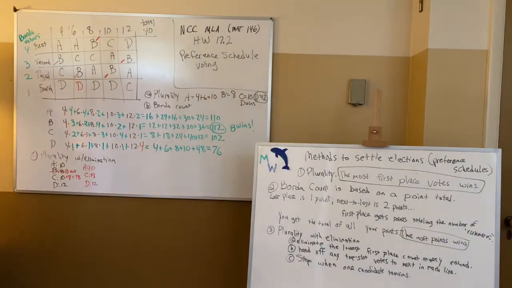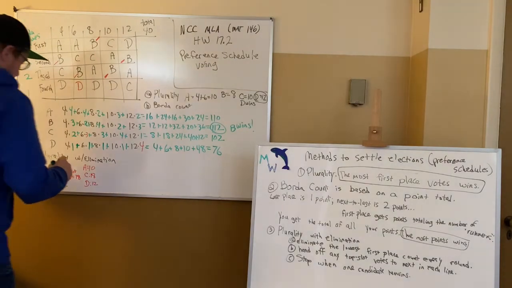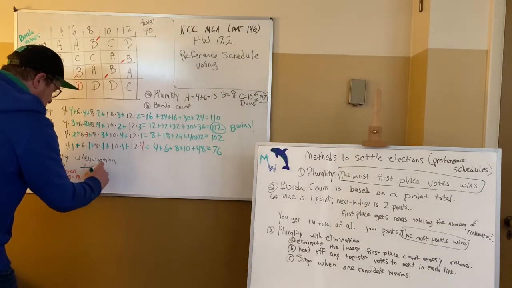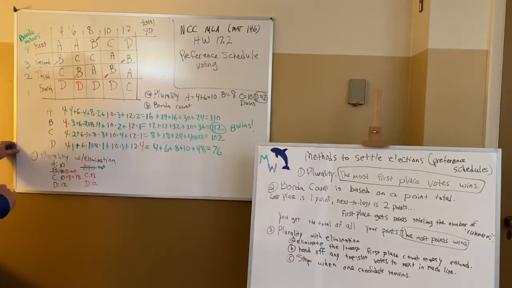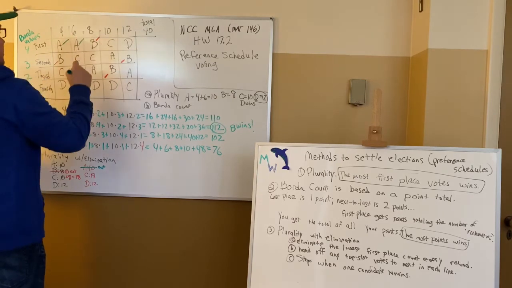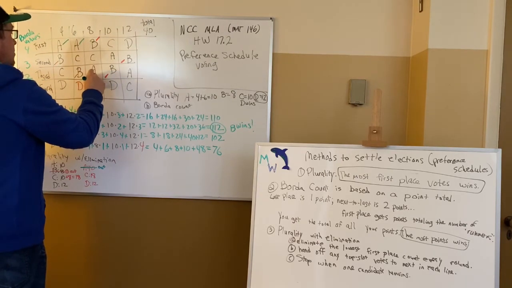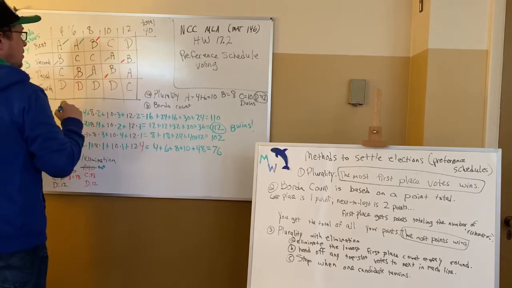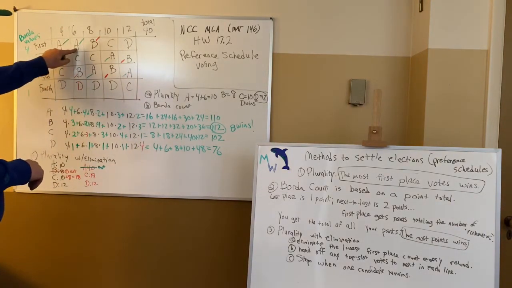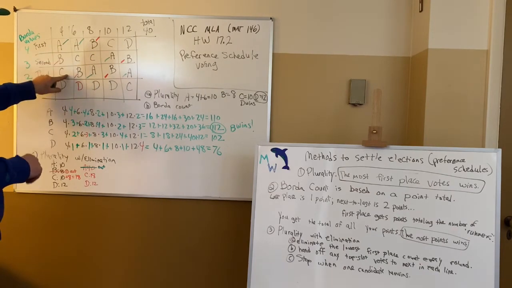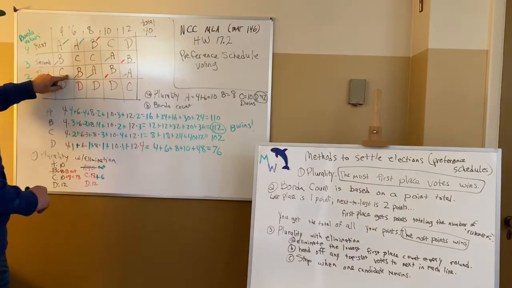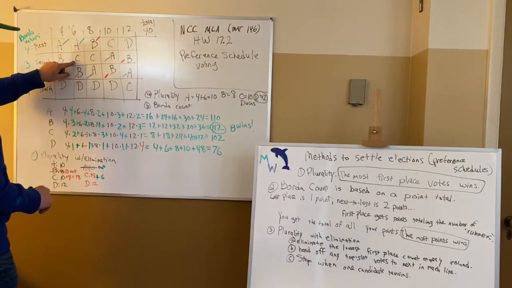I have another elimination to make. A is going out. We have 12, 18, or 10. A is out. 10 votes for A. This one we have to reassign, this one we have to reassign. This one we don't, because C is above it. This one we don't, with C above it. And this one we don't, with D above it. But these two have to be assigned. B is already gone, so those go to C. And those go to C.